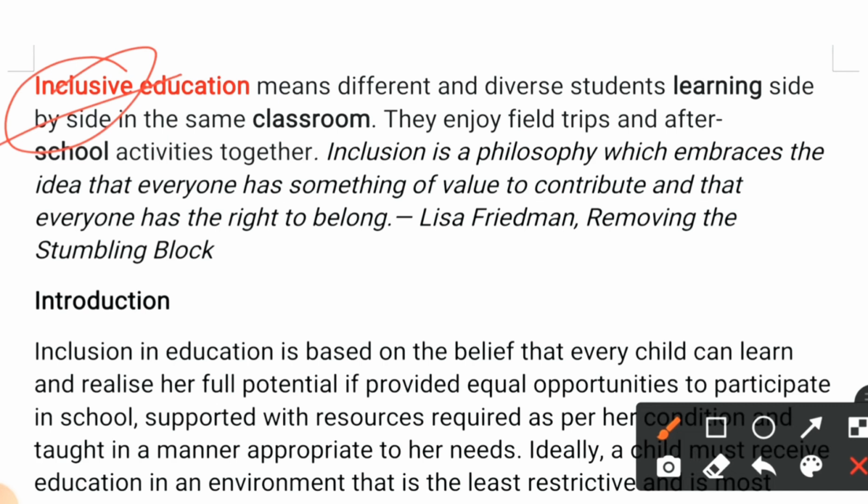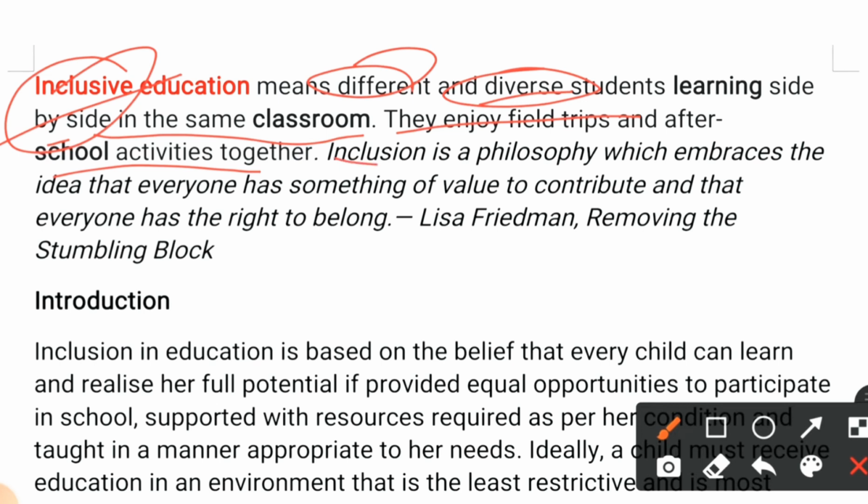And let's see what this is saying over here. Inclusive education means different and diverse students, those who are coming from different kinds of backgrounds, learning side by side in the same classroom. When you go into a classroom, especially in government sector schools, you will find the students are coming from different backgrounds. They belong to different religious groups, they speak different languages, their parents do different professions, and we have included them and we are giving them an equal opportunity in the classroom. They enjoy their field trips and after school activities also together, right? No matter whatever different kinds of activities are conducted in the school, they are enjoyed by the students.